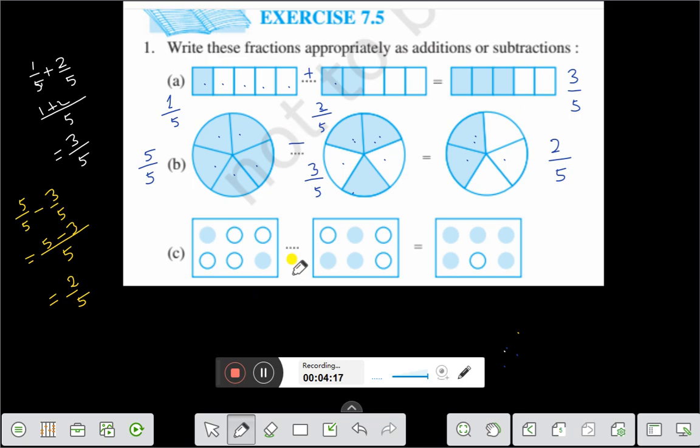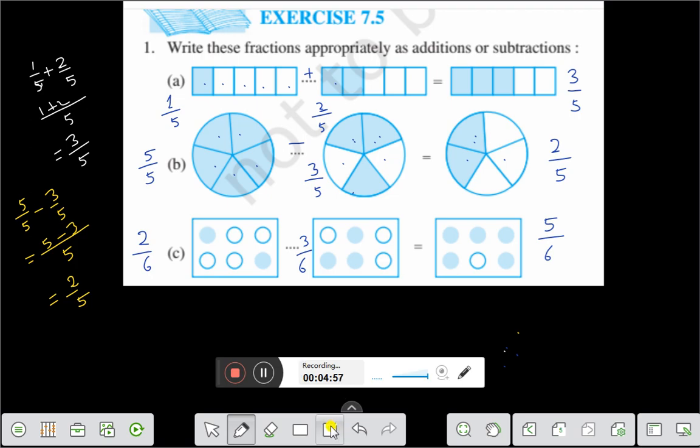Now, question number C. You see how many fractions are there? 2 are shaded and total is 1, 2, 3, 4, 5, 6. That is 2 by 6. And this one, 3 parts are shaded out of 6 total parts, so 3 by 6. And this one, 5 parts are shaded and total parts is 6. Here you see the denominator is the same. Therefore, if we add 2 plus 3, it is 5 by 6.